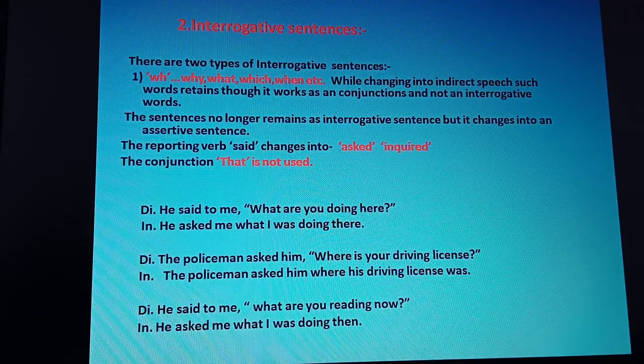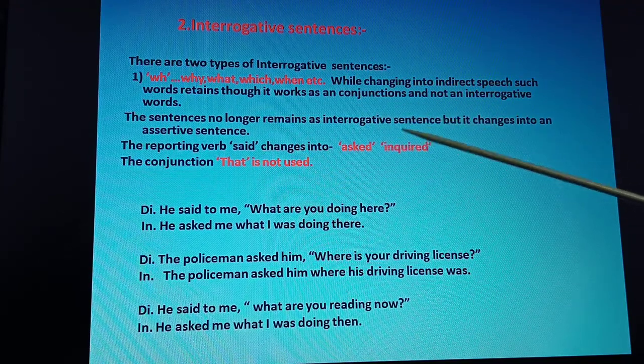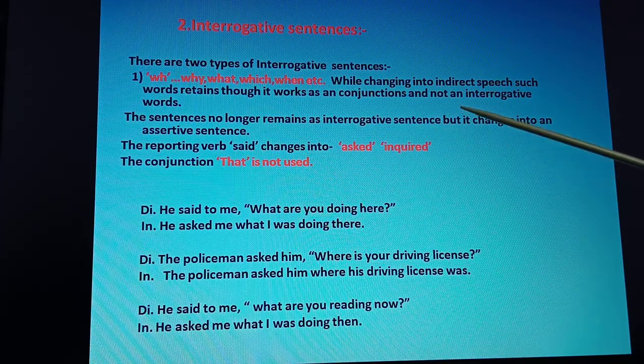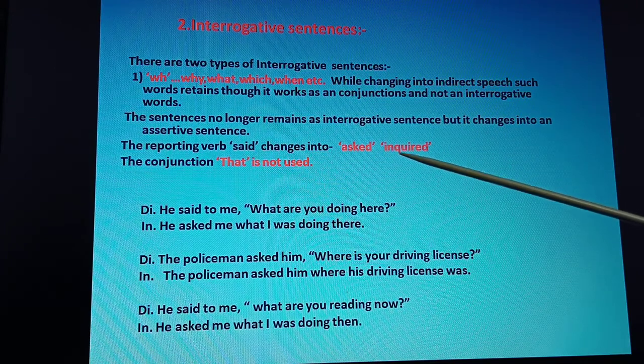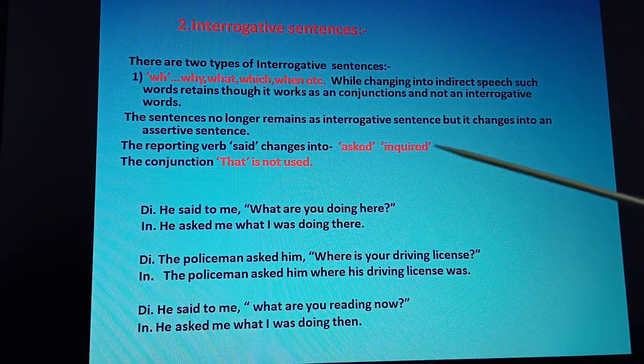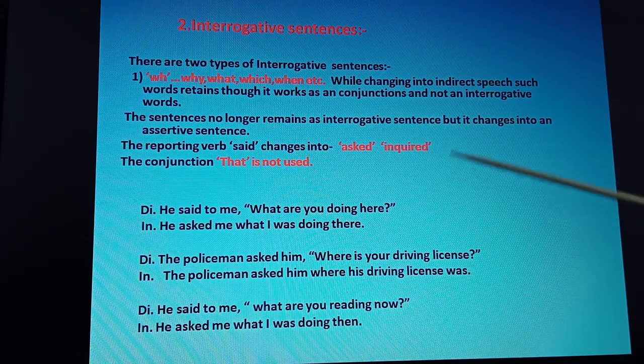And also remember, if the direct speech is an interrogative sentence, the indirect speech changes into a simple statement. Remember that there will not be a question mark at the end of indirect speech. The sentence no longer remains an interrogative sentence, but changes into a simple assertive sentence. The reporting verb said changes into asked or inquired according to the sentence. Said will change into either asked or inquired.